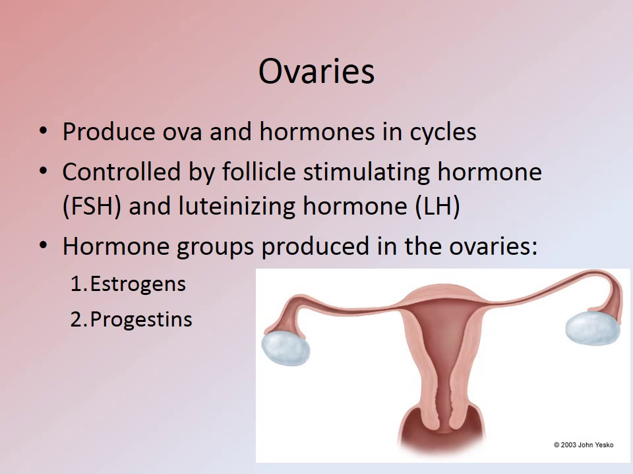Ovaries are the female gonad. The ovaries themselves produce ova and hormones in cycles, and it's controlled by the follicle-stimulating hormone as well as the luteinizing hormone. We talked about that when we were talking about FSH and LH from the anterior pituitary gland. The hormone groups produced in the ovaries are estrogens, estrogen and progestin, which is produced by that ovary.